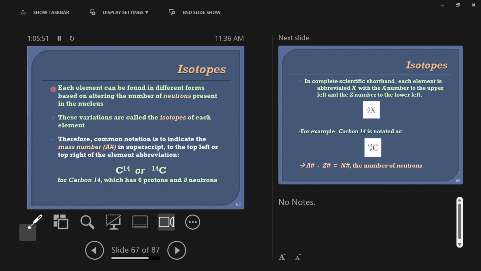But the atomic mass can change by adding or subtracting neutrons. Each element can be found in different forms based on altering the number of neutrons present in the nucleus. These variations are called isotopes. So now it makes sense when you hear somebody talk about a radioactive isotope. Okay? They're just saying, I've got a radioactive atom, and it's one of the possible options for this atom.